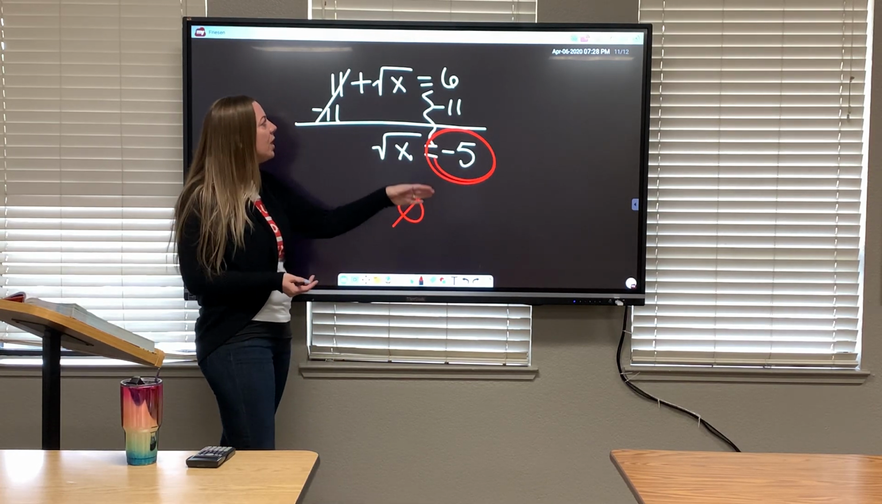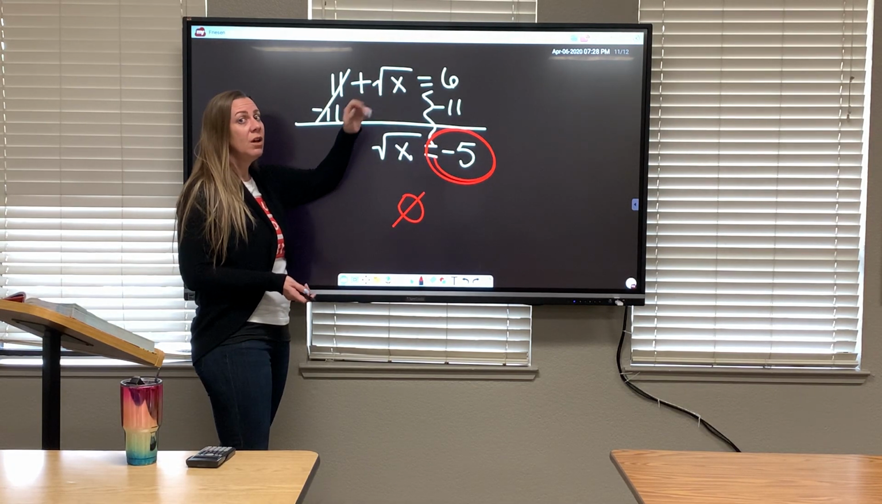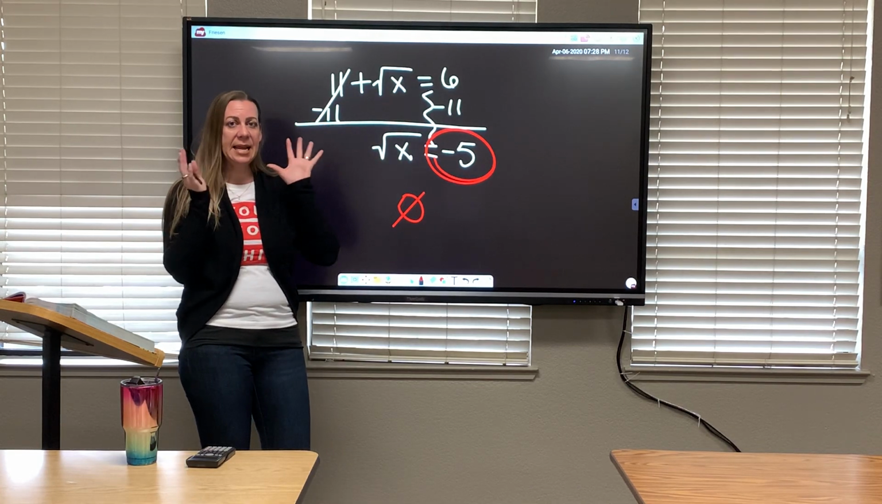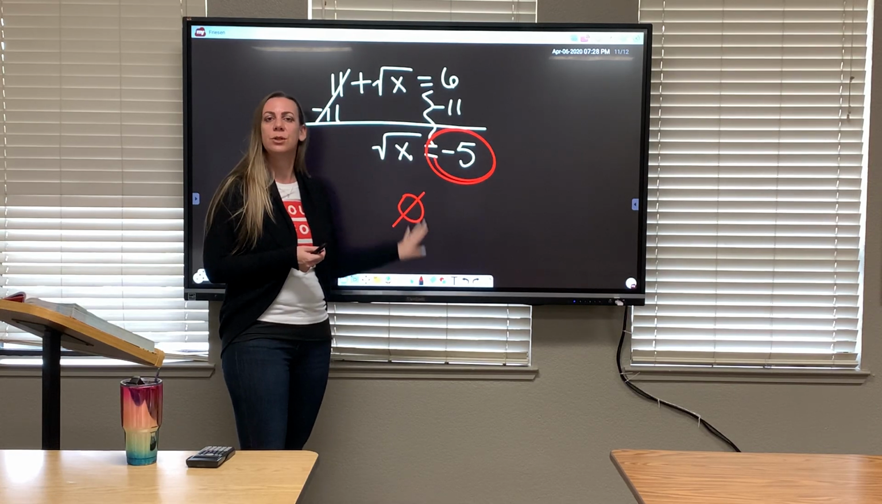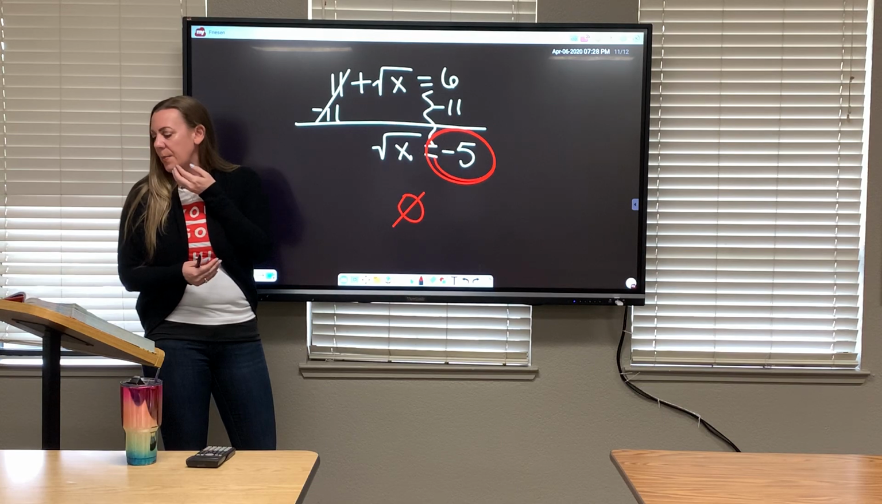I know that if we put a negative 5 back in there and we squared it, we'd get 25. But anytime you get your radical to equal a negative, go ahead and automatically just give it as no solution, because it's only going to work part of the time.